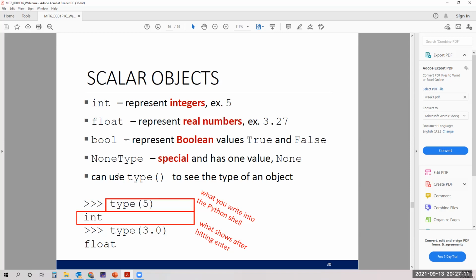NoneType. Python introduced something more flexible. You cannot see this in some other programming languages, though some of them do have it: the NoneType object, which is a special object that has no value, None.